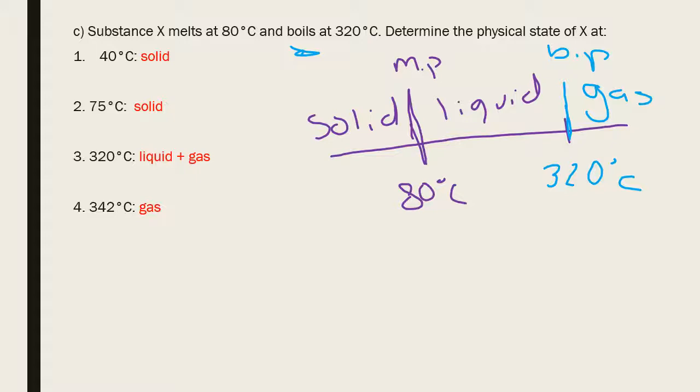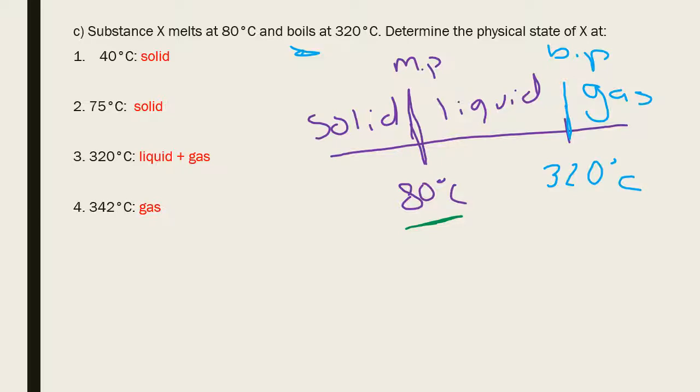So we need to determine the physical state. Remember, physical state means solid, liquid, or gas. So at 40 degrees, we said anything before 80 degrees is a solid. So at 40 degrees, it's a solid. At 75 degrees, this is still before 80 degrees, so it is also a solid.